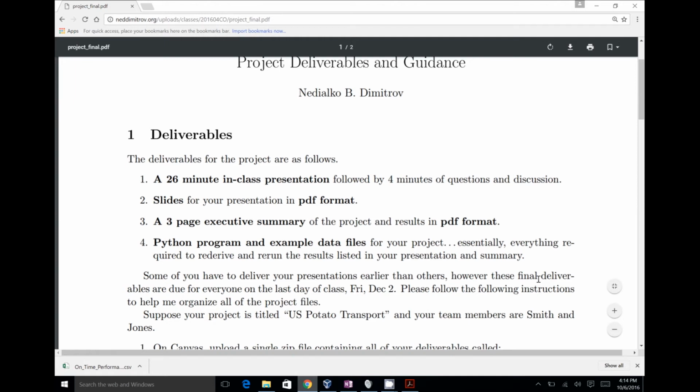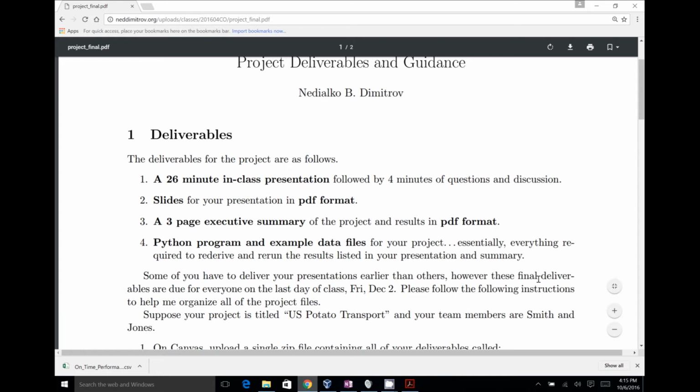So other things that are deliverables are the slides for your presentation in PDF format, and a 3-page executive summary of the project and the results in PDF format. So I'm going to post all of these online for you guys to look at afterwards if you want to. And the final thing is the Python program and example data files for your project. So this is essentially everything required to reproduce or rederive and rerun the results in your presentation and summary.